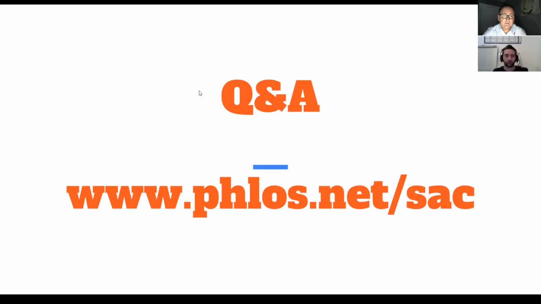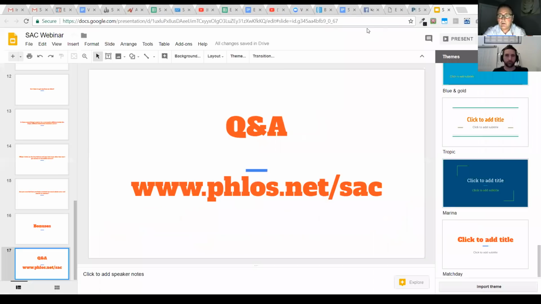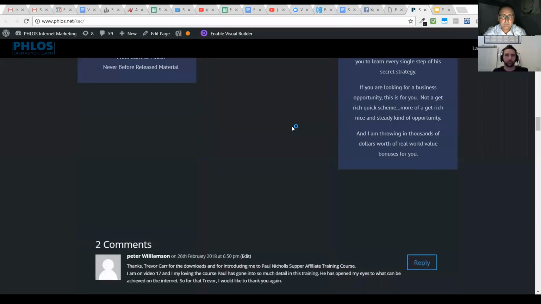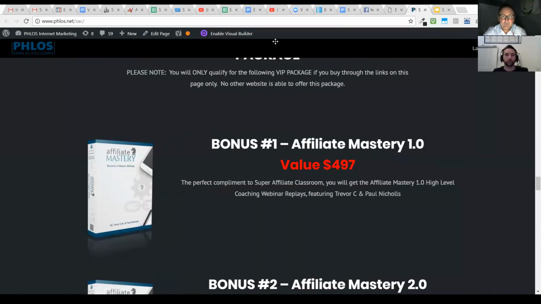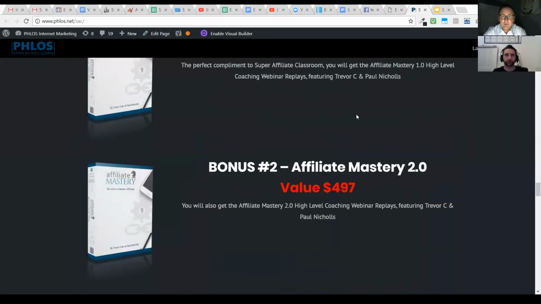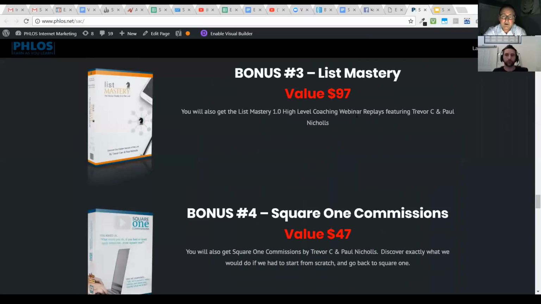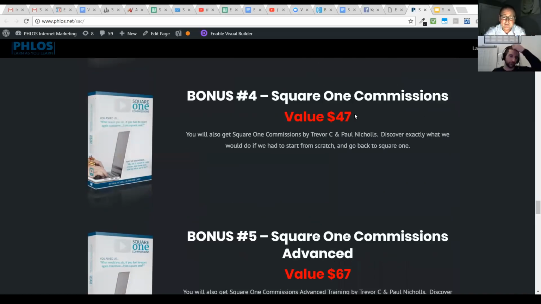I'm just going to quickly show you those one more time in case you missed them before. We have Super Affiliate, Affiliate Mastery 1.0, Affiliate Mastery 2.0, and List Mastery. Paul is like the list master. List Mastery teaches you everything you need to know about building a list. The money is in the list. That course itself is worth the investment, just that one, let alone the rest of them. Then Square One Commissions and Square One Commissions Advanced.